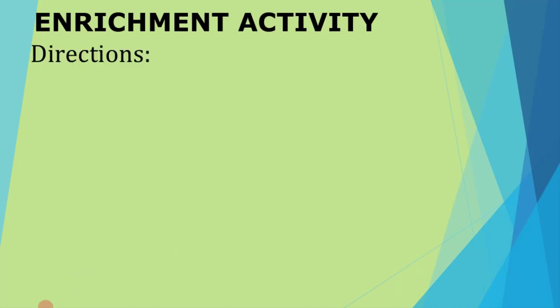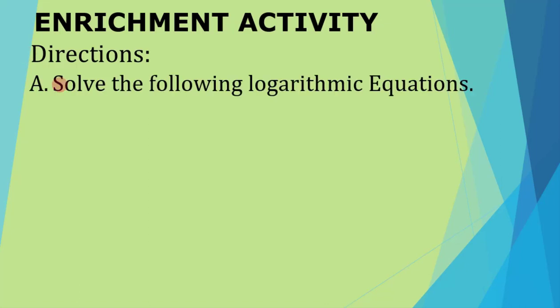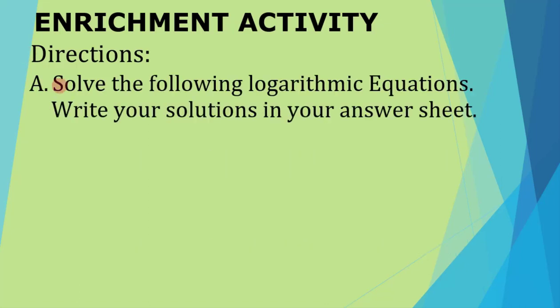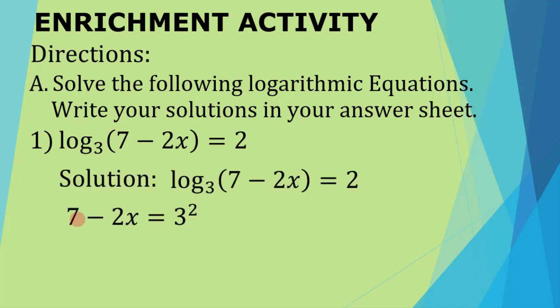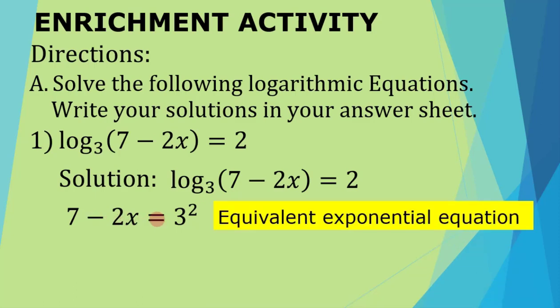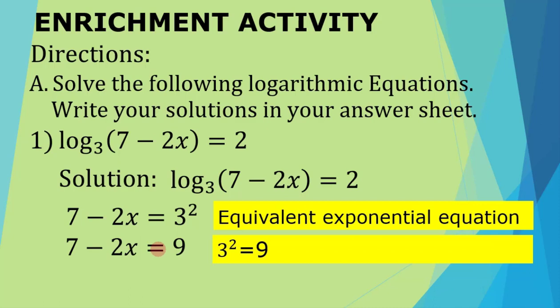For our enrichment activity, directions, letter A, solve the following logarithmic equations. Write your solutions in your answer sheet. For number 1, we have log of quantity 7 minus 2x to the base 3 equals 2. Solution. We have here 7 minus 2x equals 3 squared. Equivalent exponential equation. Then 7 minus 2x equals 9. Well, because 3 squared equals 9.